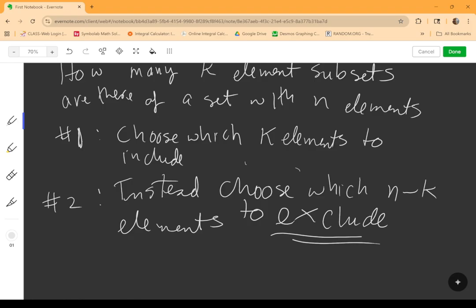Think of, we have n is 10, right? So there's 10 elements, and you want subsets of size 3, where you're excluding 7 of them. And what this statement is saying is, what if I count the ways to exclude them? They're the ones that are outside, and that's equivalent to counting the ones that are inside. So if we choose which n minus k elements to exclude, well, that is n choose n minus k. Both answers count the same subset.